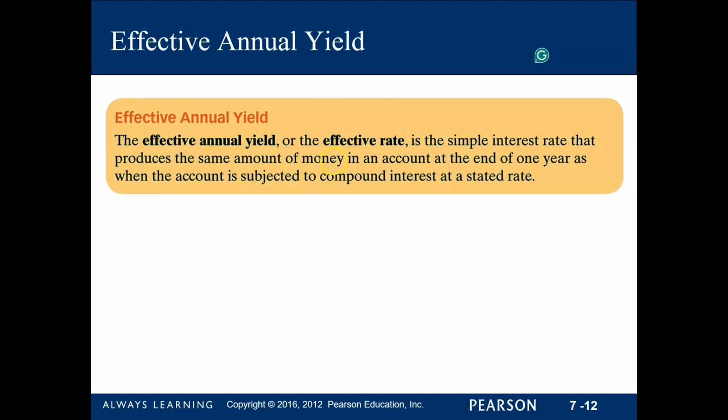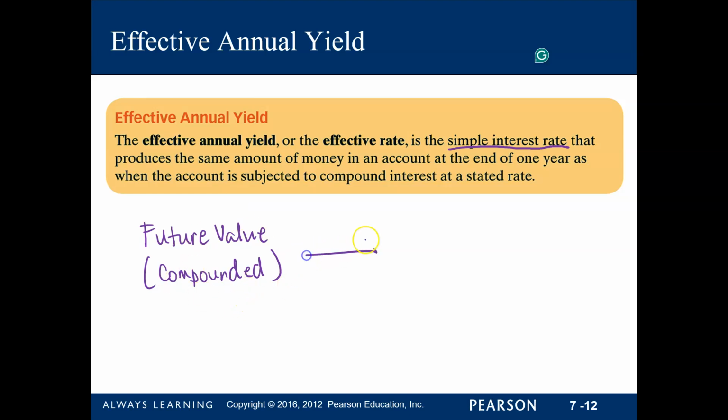Moving on. There's also what we call the effective annual yield or the effective rate. So simply, this is just like the simple interest rate that produces the same amount of money at the end of 1 year if the original account is subject to compound interest. Okay, so pretty much the rate is that. So here, what we do is we find the future value using the compounded interest formula. And then once we have that, we find the rate using the simple interest formula. Okay, that's how this is gonna work.